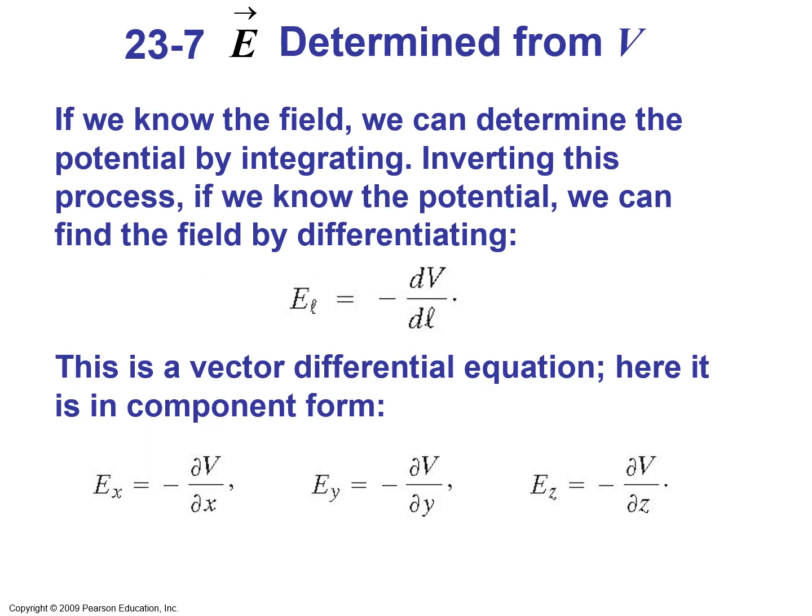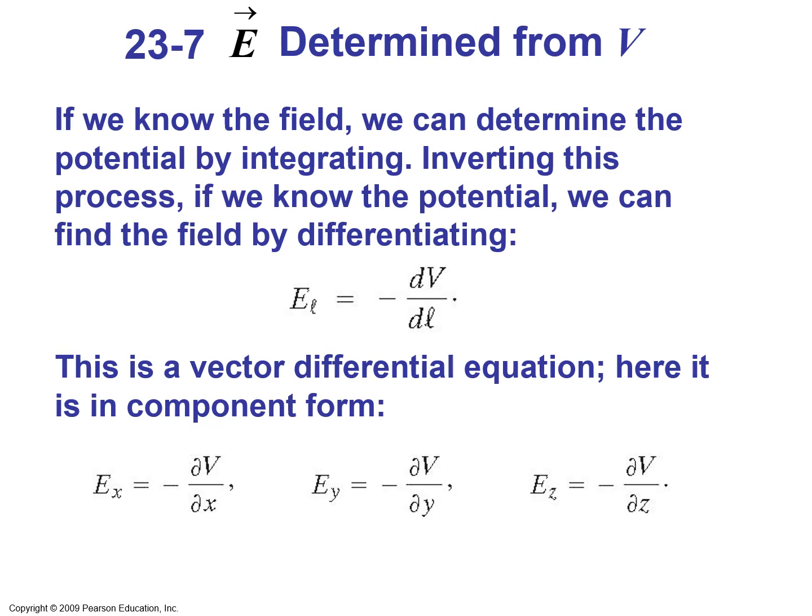Section 7. Electric field E determined from electric potential V. If we know the field, we can determine the potential by integrating. In reversing this process, if we know the potential, we can find the field by differentiating. E_L, the electric field along the L direction, is equal to minus dV divided by dL, the derivative of electric potential with respect to L. This is a vector differential equation. Here it is in component form.